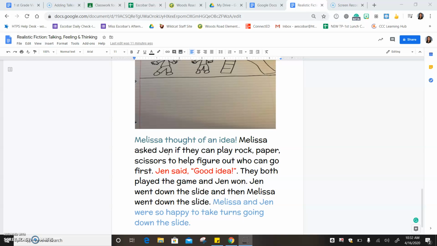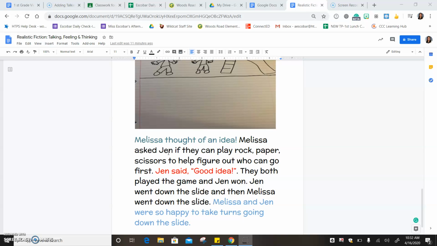And so Mrs. Cave says to at least write one of these in two places. So you might want to add a talking and a feeling, or a feeling and a thinking, or a talking and a thinking. It's completely up to you.